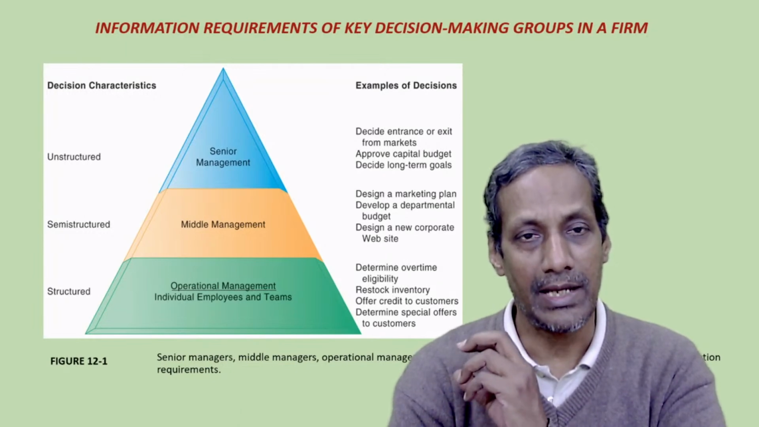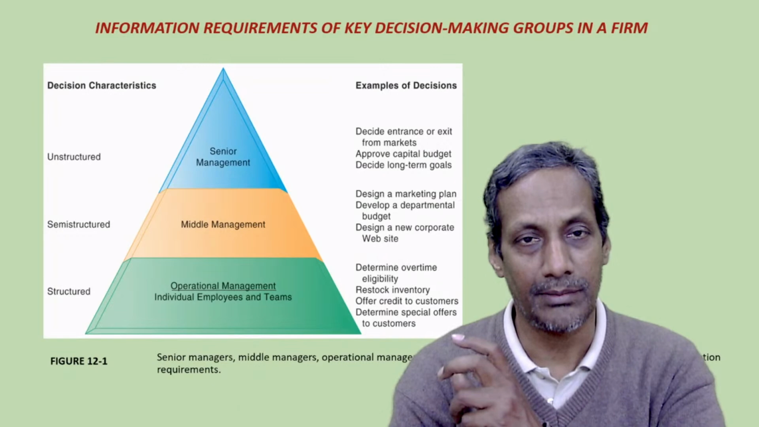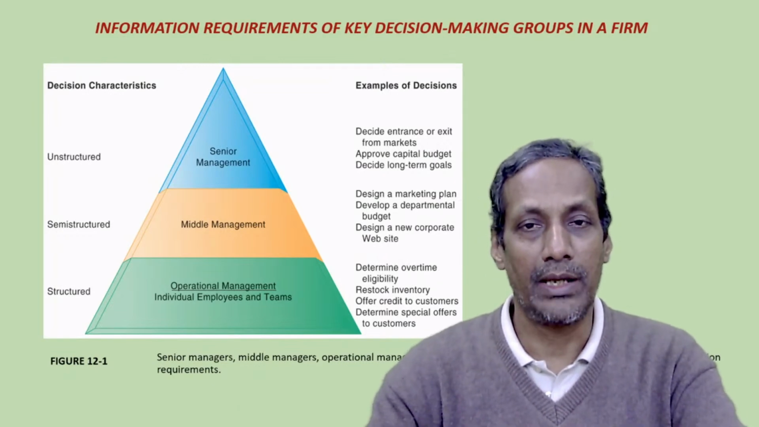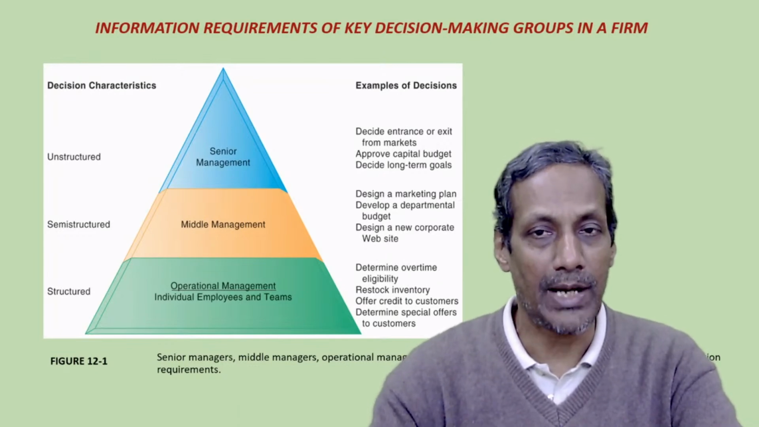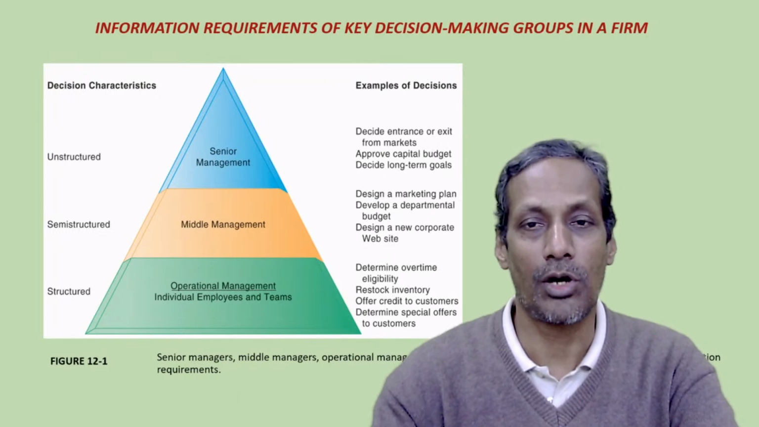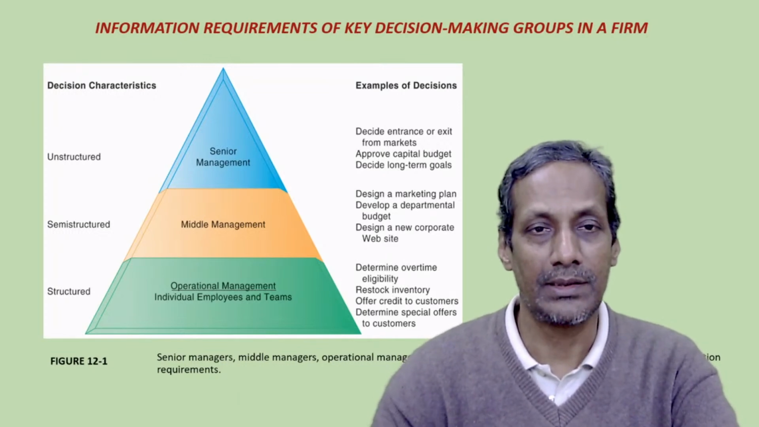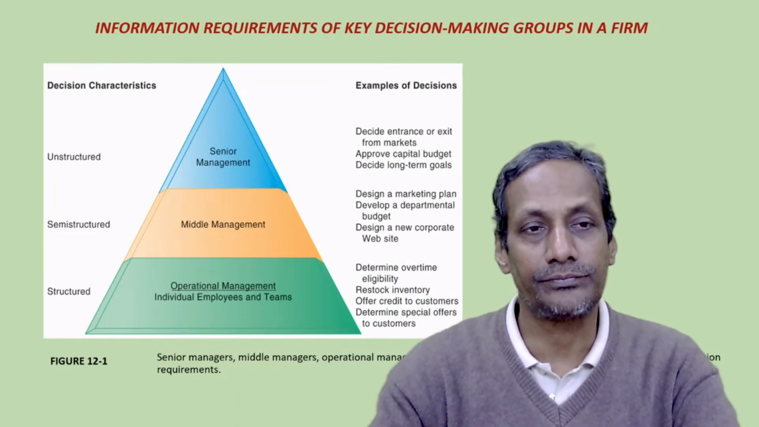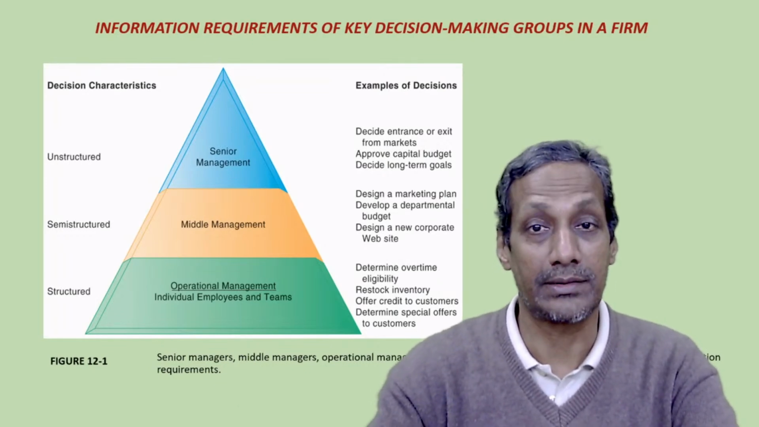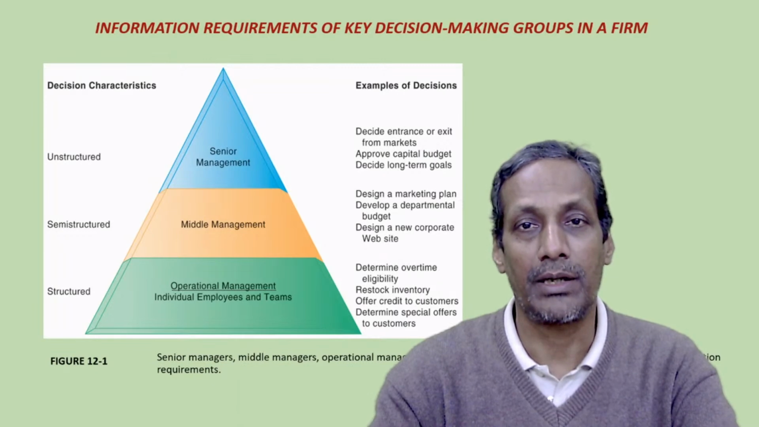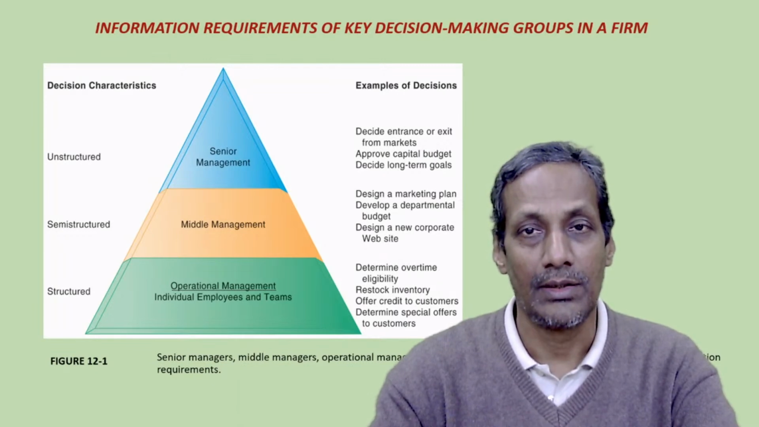That means they are the tactical managers. They are involved in tactical planning and control. So if they are designing a marketing plan, developing a departmental budget, or designing a new corporate website, that means these tactical managers are involved in semi-structured decision making. Senior managers, the top managers in the organization, take unstructured decisions.